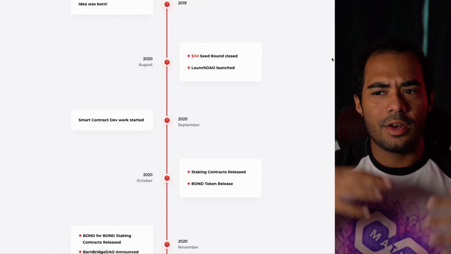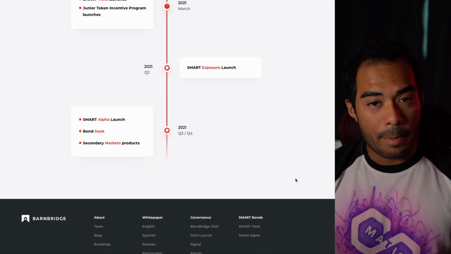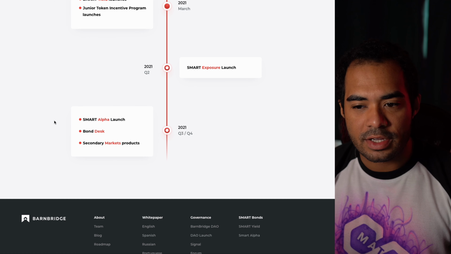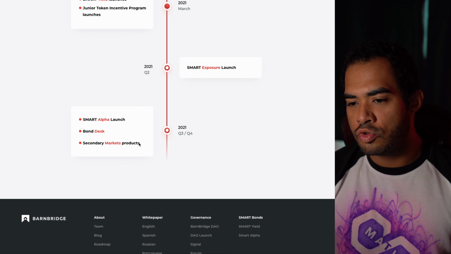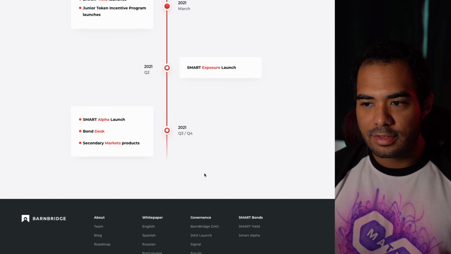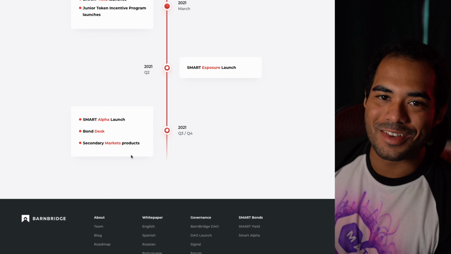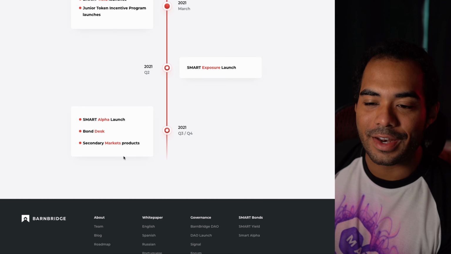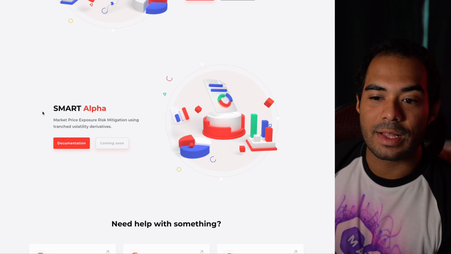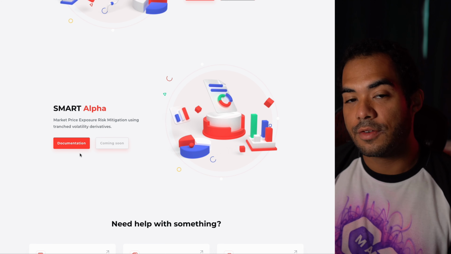In terms of the roadmap and future stuff coming up, BarnBridge does have a couple things. Looks like they have some secondary markets products coming out, which I assume, maybe tokenized assets, like synthetic assets? I don't know. It's most likely just adding more ERC20 coins, but I can always elaborate in the comments below if I find out. There's the Bond Desk as well as Smart Alpha launch as well. I'm interested to find out what those two are going to be. But I already love the fact that BarnBridge is already kind of killing it in what they're doing specifically, like tokenizing yield, tokenizing risk.